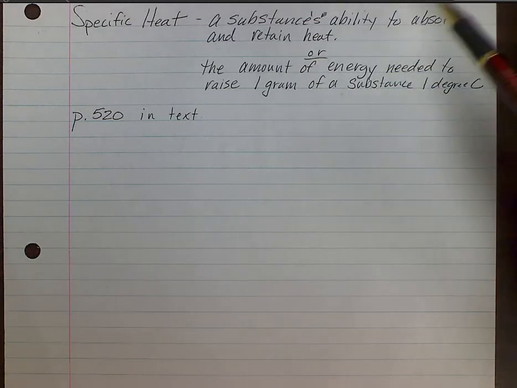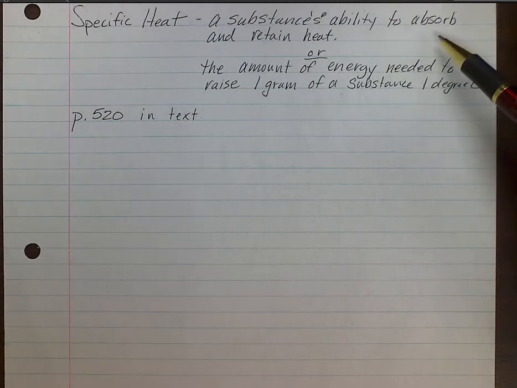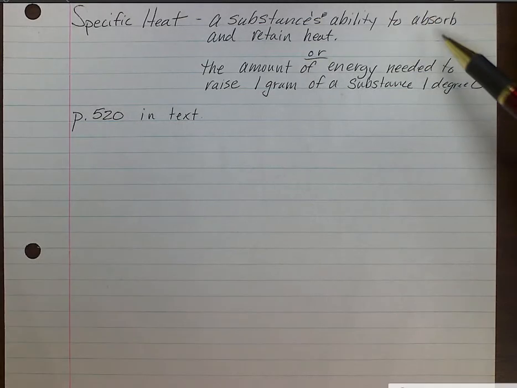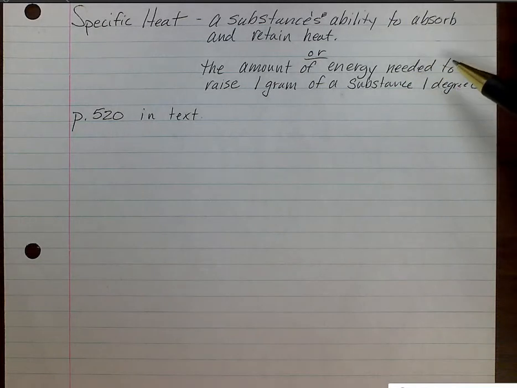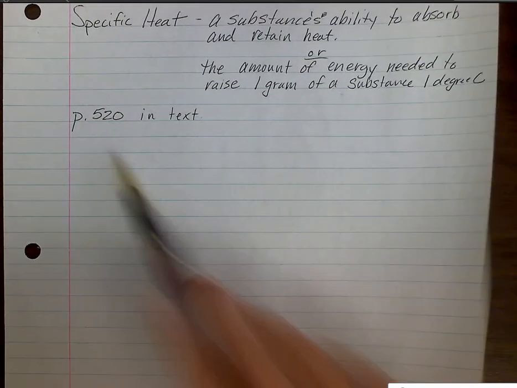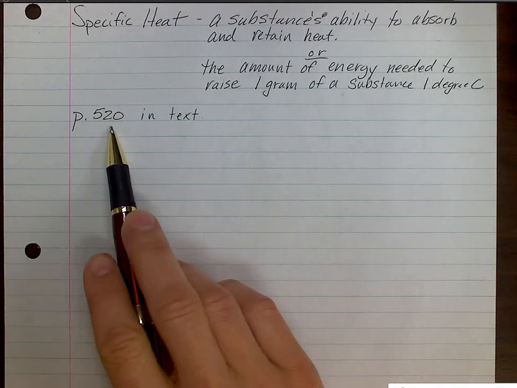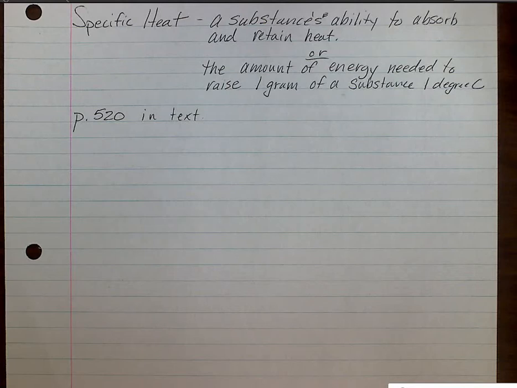Just to recap, the specific heat is a substance's ability to absorb and retain heat, or we can also define it as the amount of energy needed to raise 1 gram of a substance 1 degree Celsius. This information starts on page 520 in your textbook, so please take out your textbook and turn to that page now. There is a table that we're going to use and some problems that we're going to work. I'll pause here for a second while you get your books out.